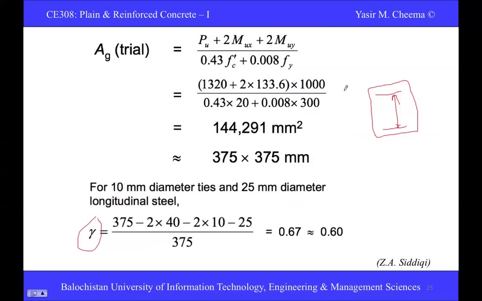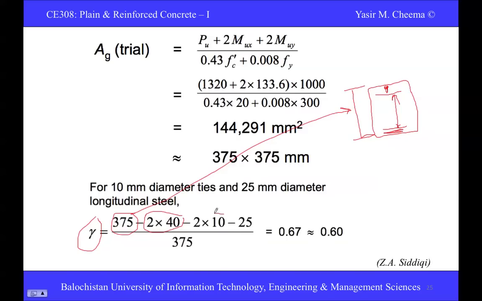So how to find this distance? If you know this dimension, then you may subtract. Let's say 375 is this dimension, just an assumption you can make. Then you will subtract 2 times 40 mm. 40 mm is the concrete cover, 40 mm from this side and 40 mm from this side.